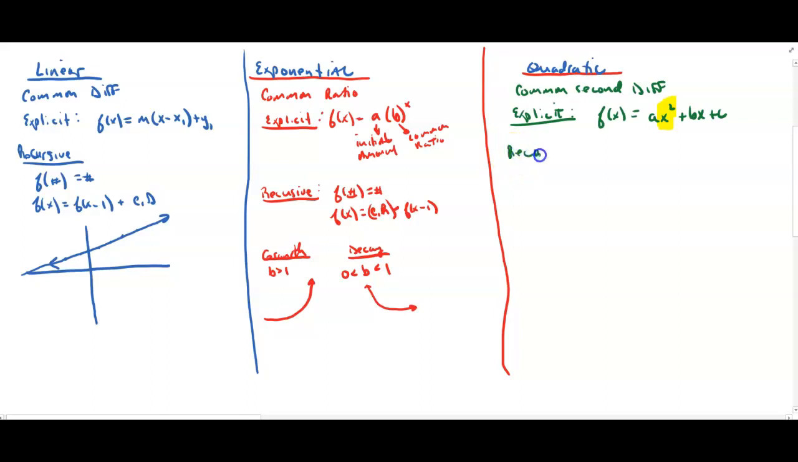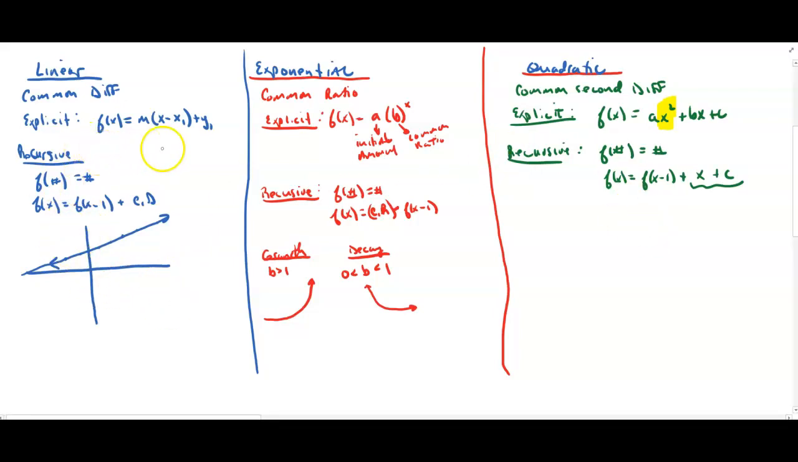Now, the recursive, although you're not responsible for this, I'm just going to go ahead and explain it real quick. F of a number equals a number, and then f of x equals the previous term plus some number times x plus some constant. What that shows is it grows with a linear rate of change.